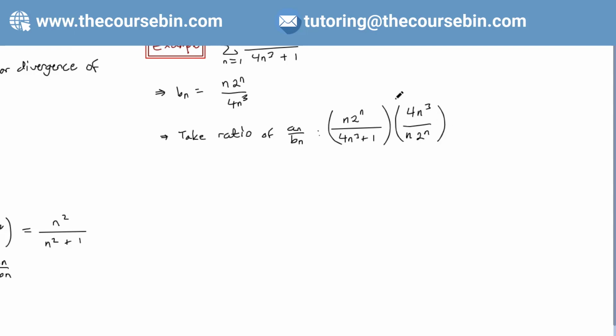Are we able to simplify anything? Can we cross out the n times 2 to the n? All right, so these two cancel. Same with the 4n cubed? No, because this is being added to 1. Oh, okay. So the new ratio would be 4n cubed divided by 4n cubed plus 1.